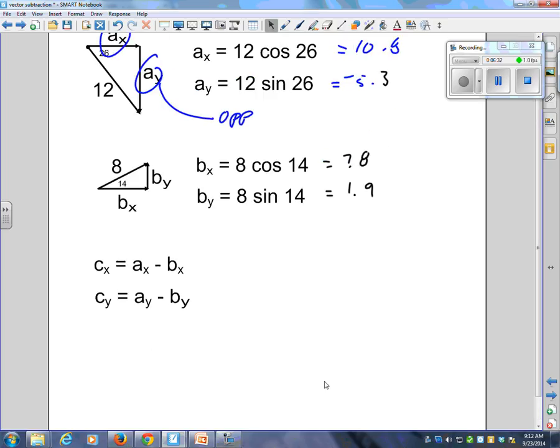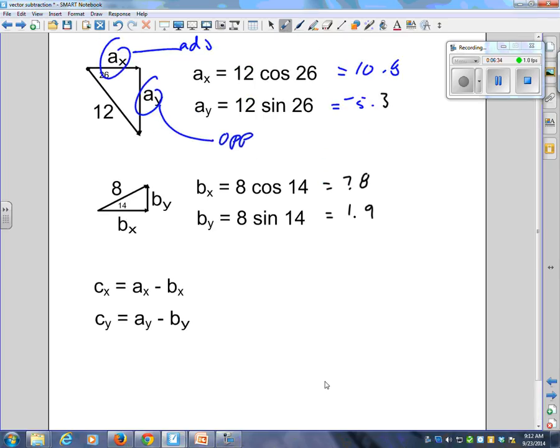So Cx is simply going to equal what? Ax, which is going to be 10.8, and I'm going to subtract Bx, which is 7.8, and doesn't that work out nice? It's 3. And Cy is equal to Ay minus By, which is going to be minus 5.3, subtract By, which is 1.9. I can probably do that. What is it? Minus 7.2.